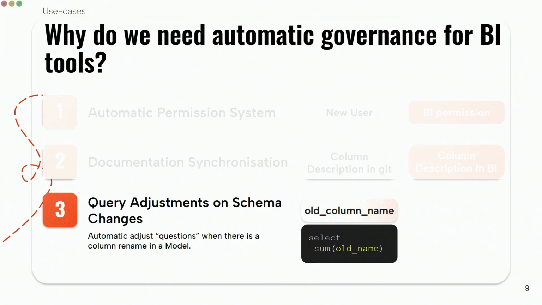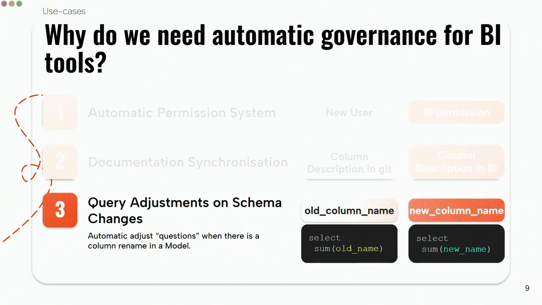For example, we have one select statement with a column name that is old, is not up to date anymore because the company changed the name, which happened. So we need to update to the new name. How to do that? If it's in Git, it's easy, but in BI tools it's not so easy. And this is the third and last, and to me the most important part of this data governance.